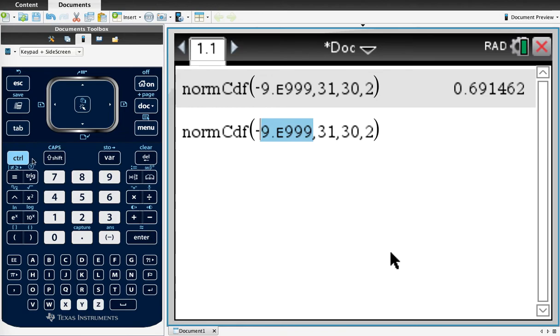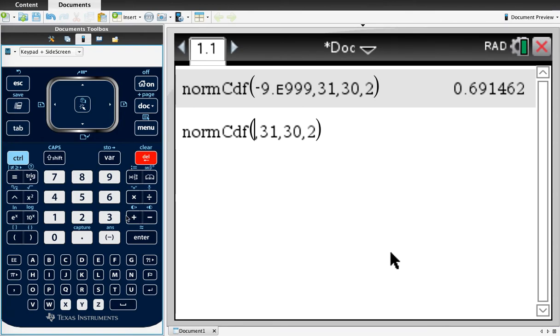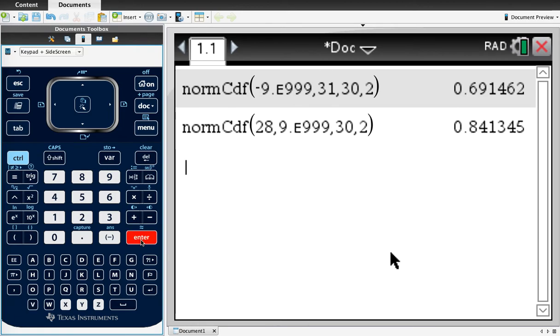So I'm going to go Control C, so I don't have to type that in again. I'll copy that, and I'll put my lower bound in as being 28, and I'll delete this, and then I'll go Control V to paste. So my upper bound becomes positive infinity, enter, and it's worked out that probability for me again. So that's the probability that X is greater than 28.